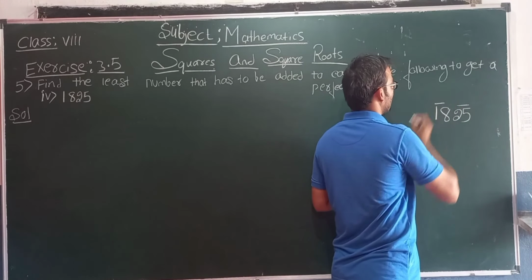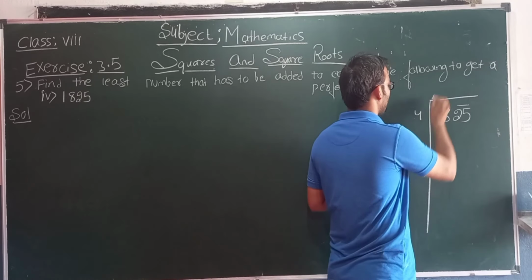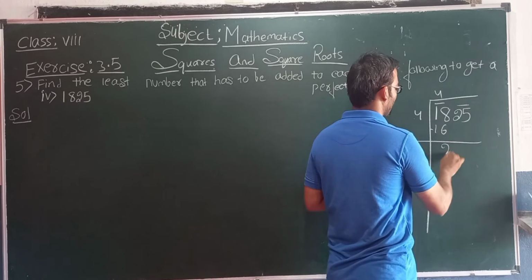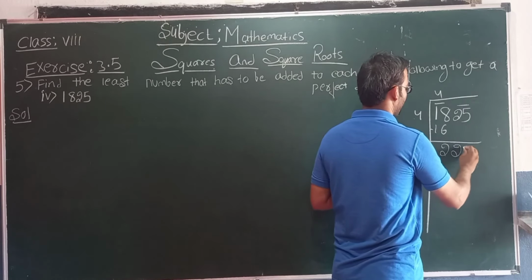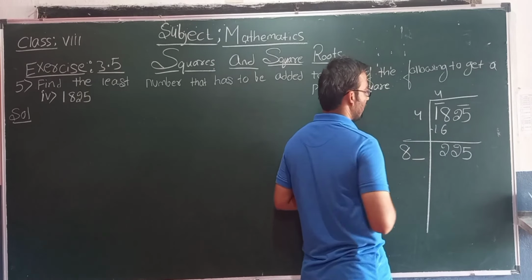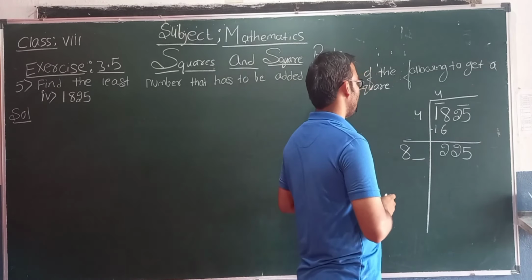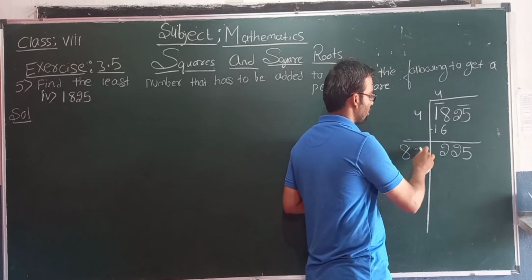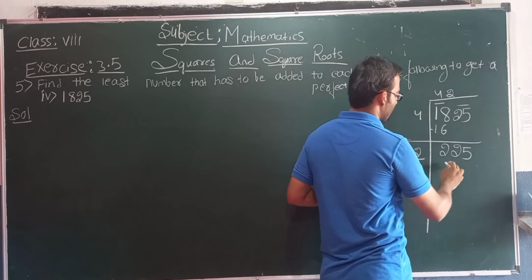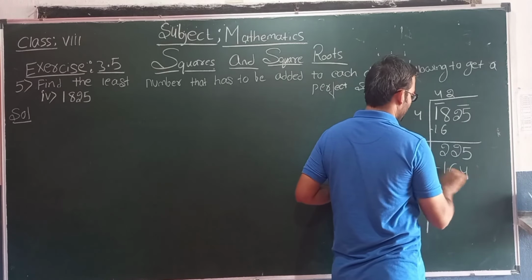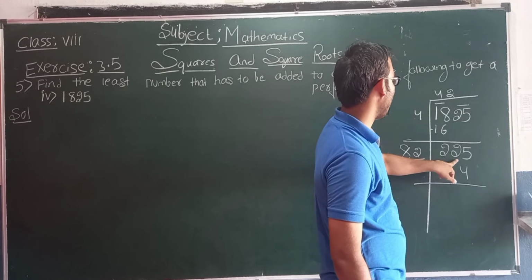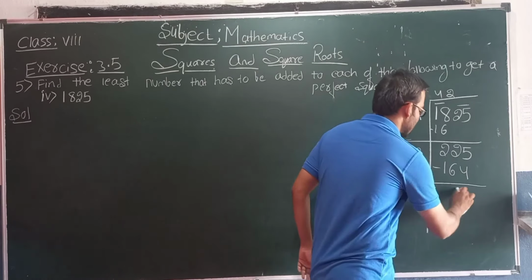Now clear the numbers. Next, 4 4s are 16. So 18 minus 16 is what? 2. So this will be 25. Next, double the quotient 8. Put the blank. Now let us fill this digit by 2. So 82. So here also 2. 82 into 2 is what? 164. And 225 minus 164 is what?